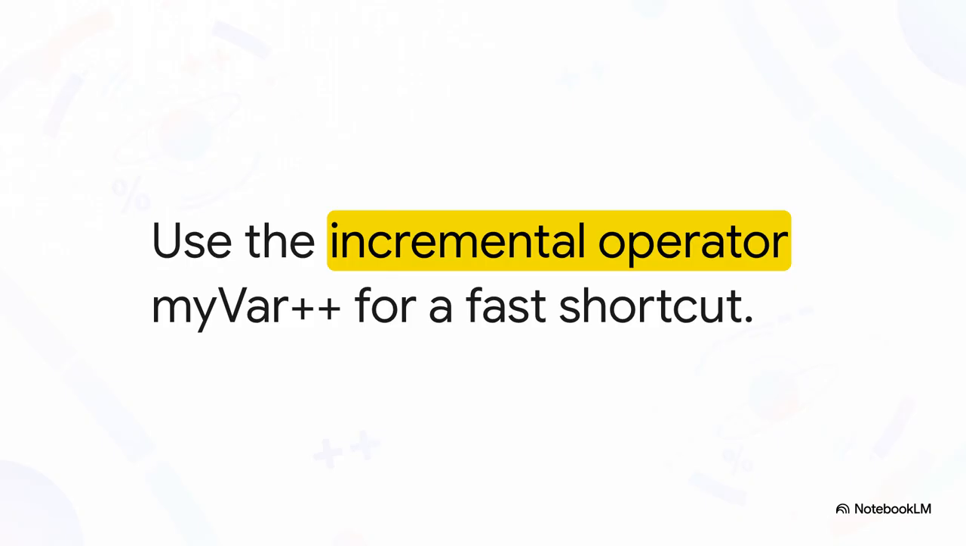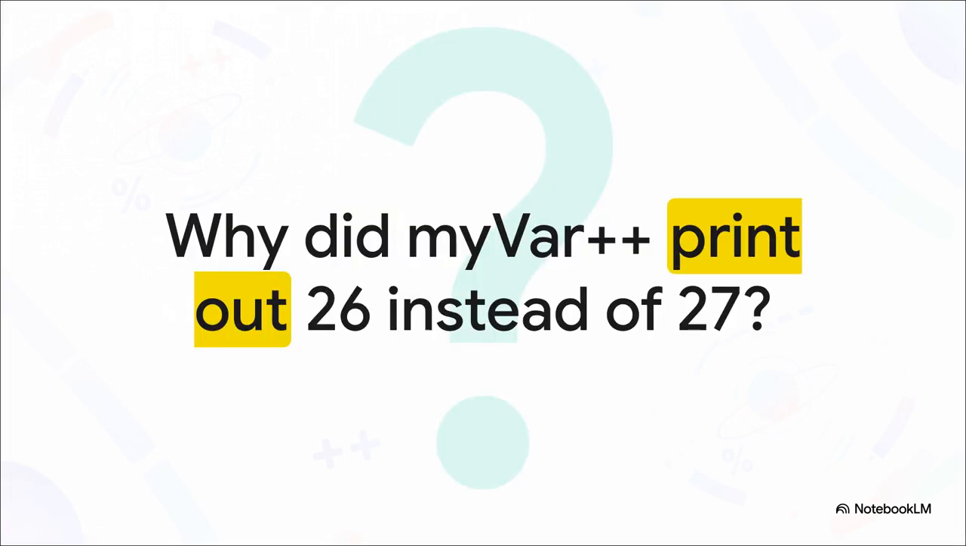But JavaScript is awesome and gives us an even faster shortcut, the increment operator. We can simply write myVar++. Those two little plus signs are literally the ultimate one-step shortcut for adding exactly 1 to your variable. But here is where things get super fascinating. And honestly, this is where a lot of developers run into a totally frustrating bug.